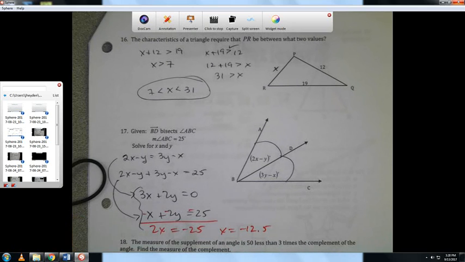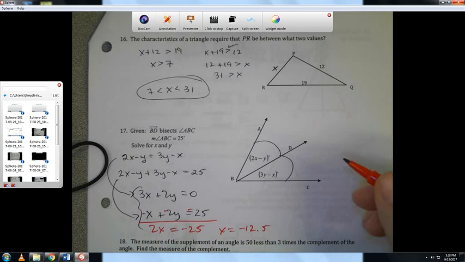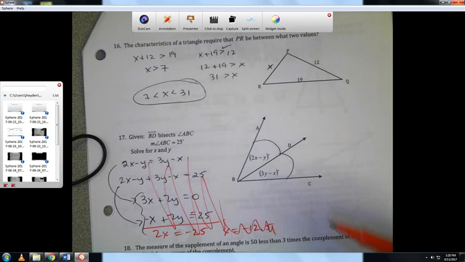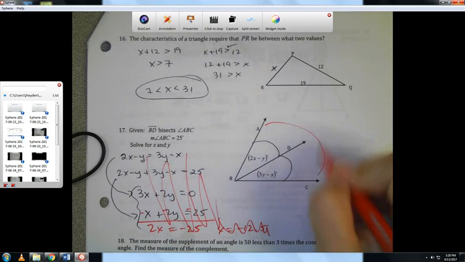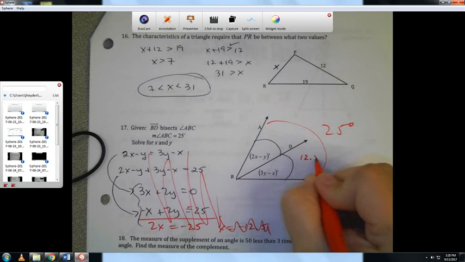Oh! BD bisects ABC. All right, well that doesn't... Maybe I just cut this in half then. ABC is 25. I got a feeling there's a typo on this. This is just going to be half. Okay, so let's redo. I'm kind of glad you're seeing me do this, right? The whole thing is 25 degrees, which means if BD bisects it, then this has to be 12.5 and this has to be 12.5. Maybe that's easier.